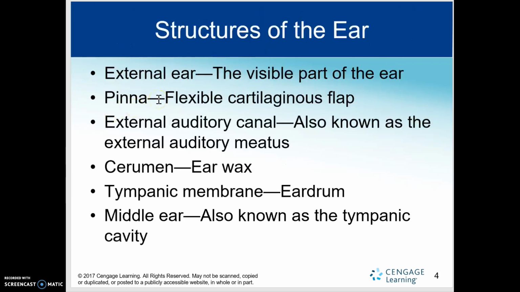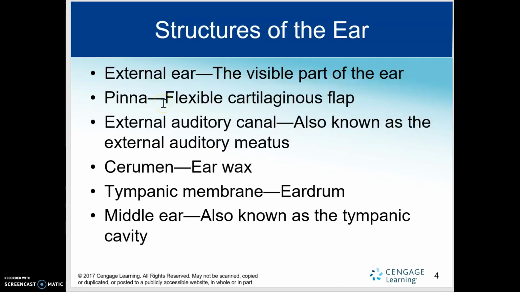The structures of the ear include your external ear, which is the visible part of the ear. The pinna, some of you may not pronounce it that way, is the flexible cartilaginous flap, that little piece on your ear that some people will get pierced for migraines and things like that. The external auditory canal is also known as the external auditory meatus. Your cerumen, which is your earwax. The tympanic membrane, which is your eardrum.